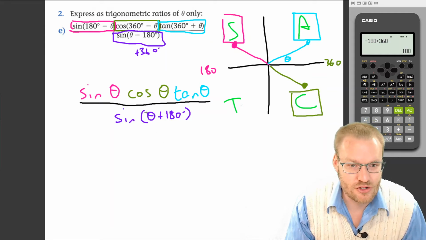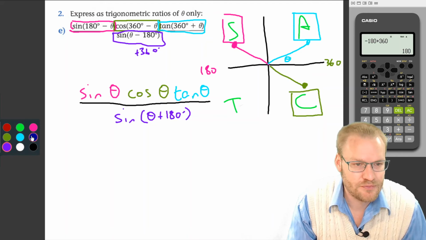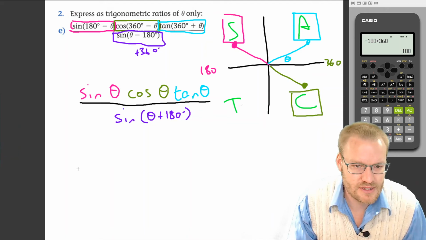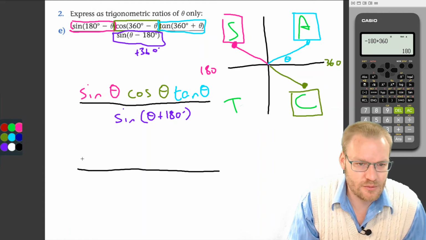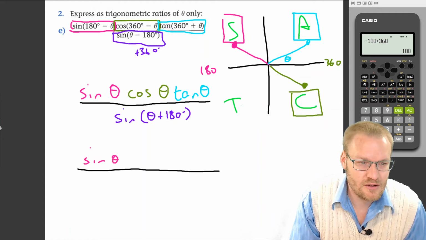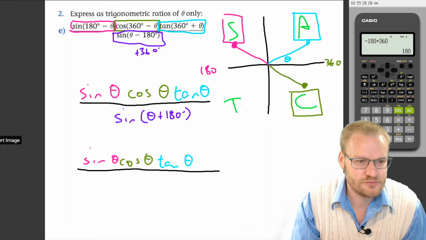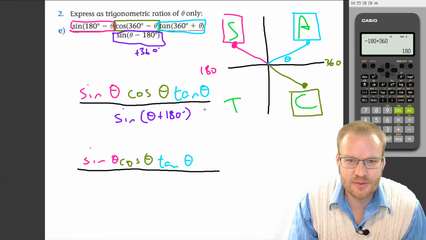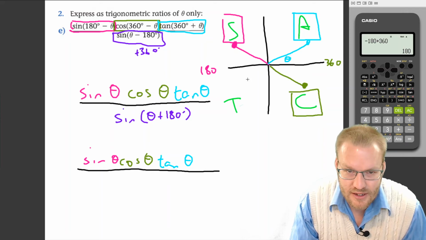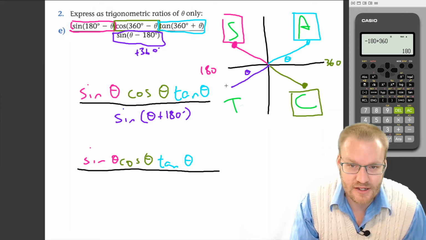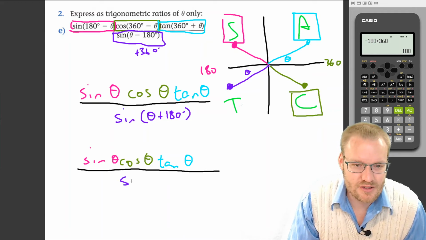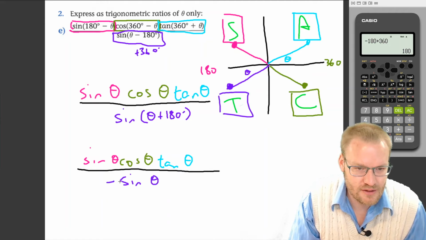Now we can reduce this angle in the denominator. Let's do one step at a time here. So I'm going to leave the numerator: sine theta, cos theta, and tan theta. And our denominator, we've got sine of theta plus 180. So here's 180, we're going another bit of angle, another theta here. We're down in quadrant 3, in the tan quadrant. So this is sine theta, and we're in the tan quadrant, so this must be negative.